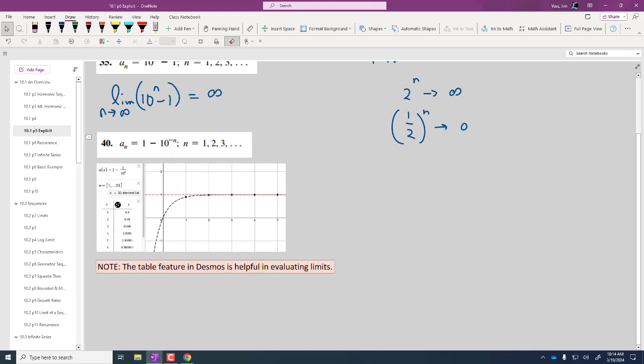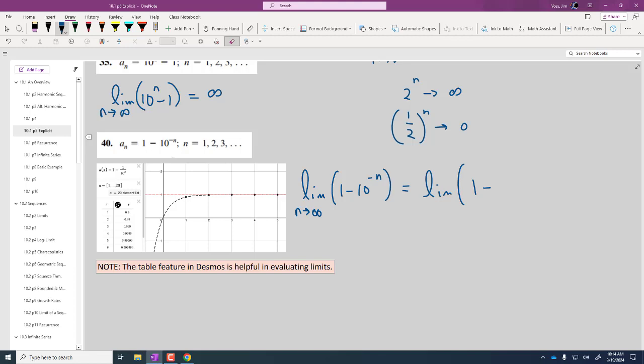Now let's take a look at this one. In 40, we have the limit of 1 minus 10 to the negative n as n goes to infinity. Again, get rid of the negatives. If you get rid of the negatives, it's just easier. So to get rid of the negative, we just move the base down below and change the exponent to positive.